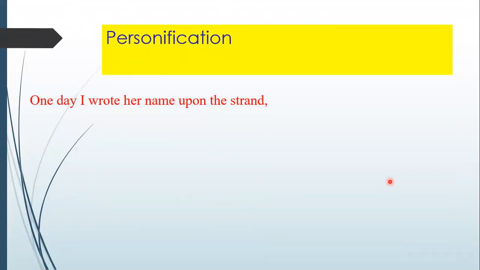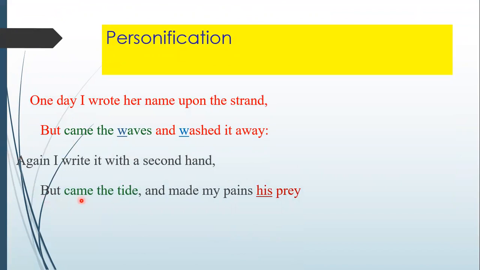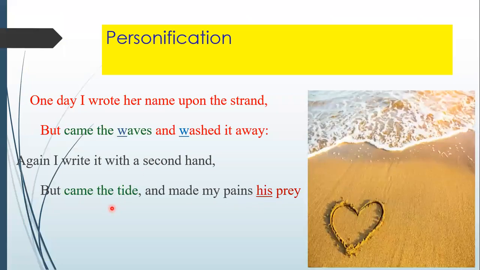Personification. "One day I wrote her name upon the strand, but came the waves." You see here? Came the waves. Came, as if a person came. And again, "I wrote it with hand, but came the tide," and here he is using "his," which would just refer to a person, a human being, but the tide is not. So we have here personification in stanza number 1.